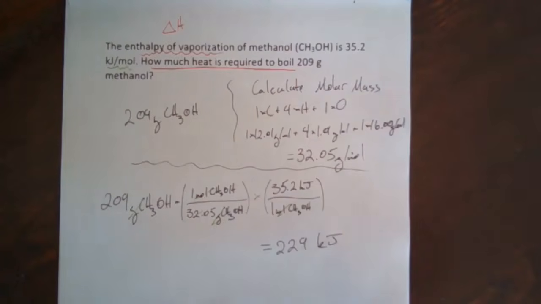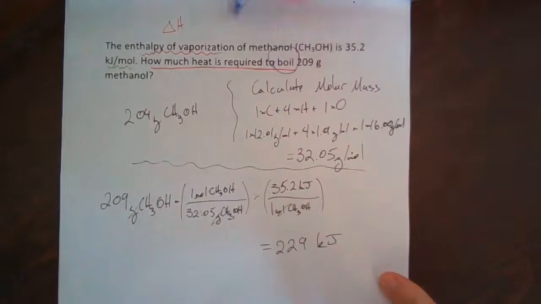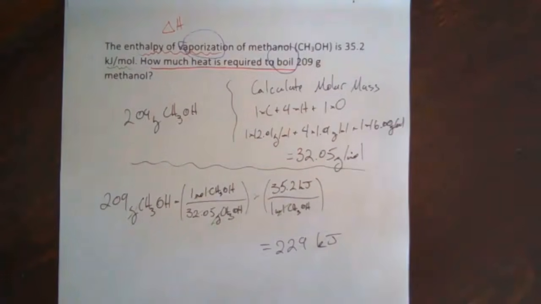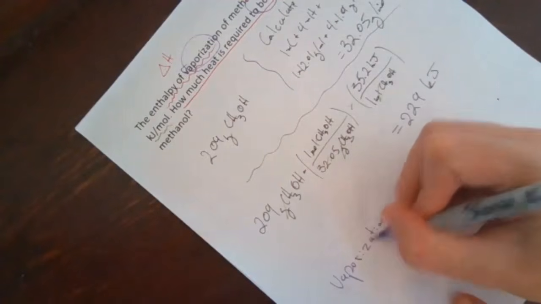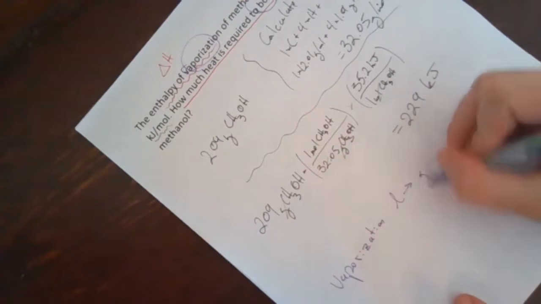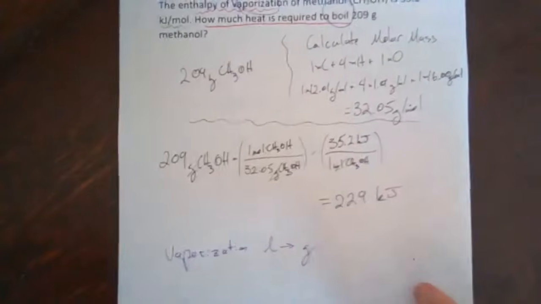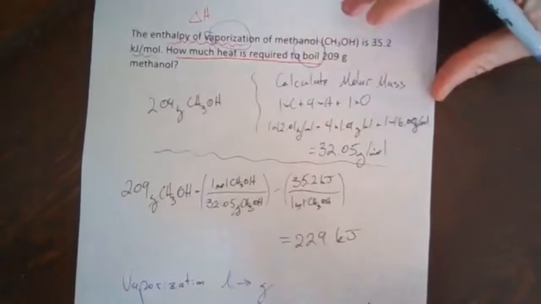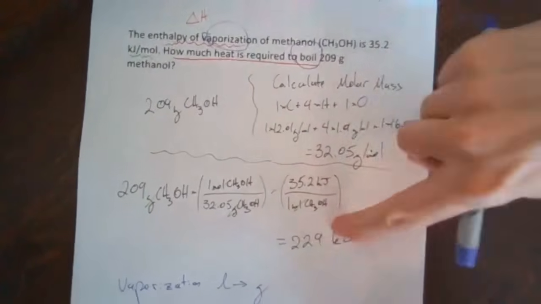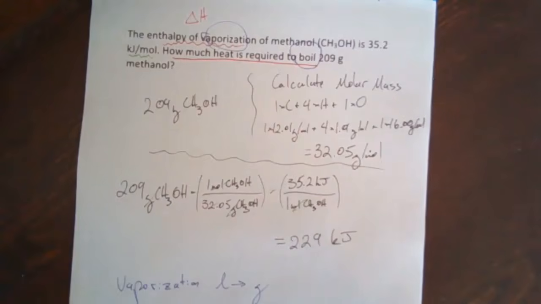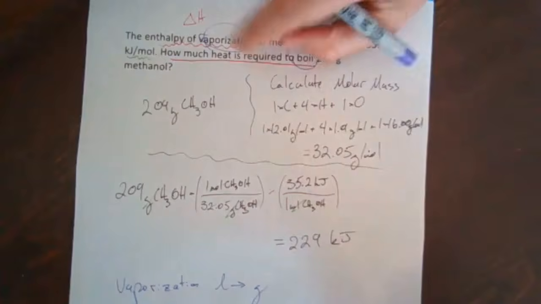The other thing that I want to talk about here is we've calculated how much heat is required to boil. We've gotten a number out of this, but we want to be mindful of the fact that there is some different language. This is boil, and that is vaporization. So we want to think about, is this really what's going on? Vaporization means liquid to gas, so that is the same thing as boiling. That means the sign of this heat of vaporization does coincide with this. So if you want to boil this methanol, you will put in 229 kilojoules because it's endothermic.